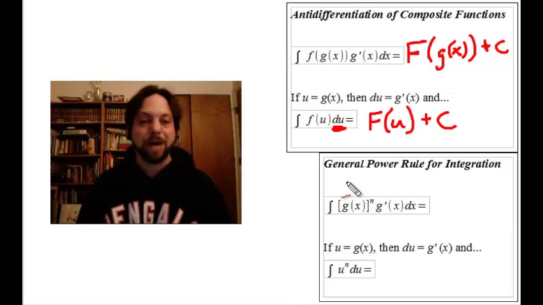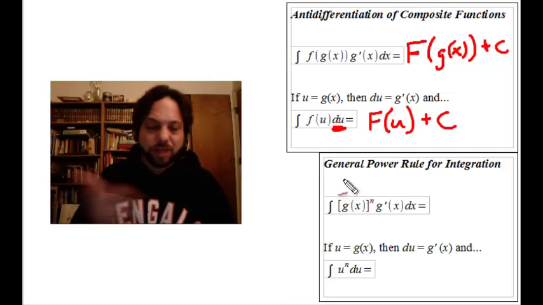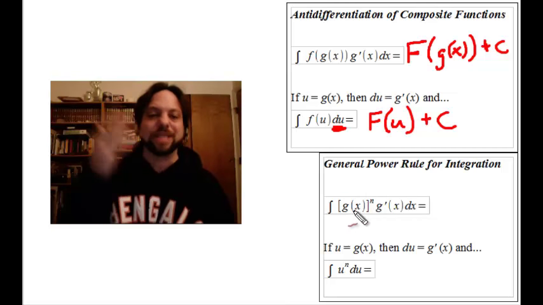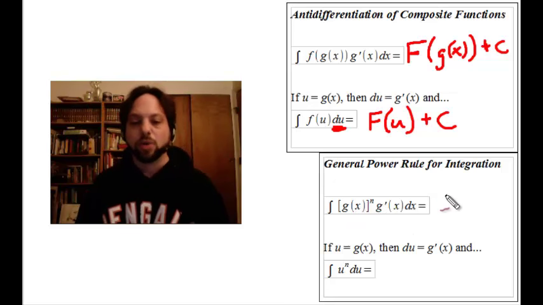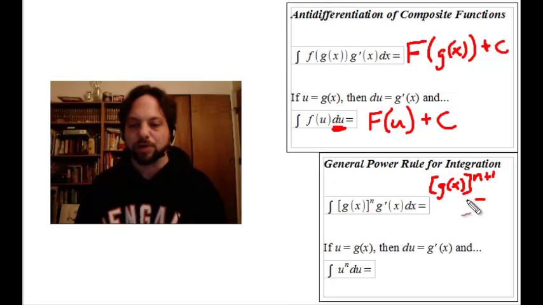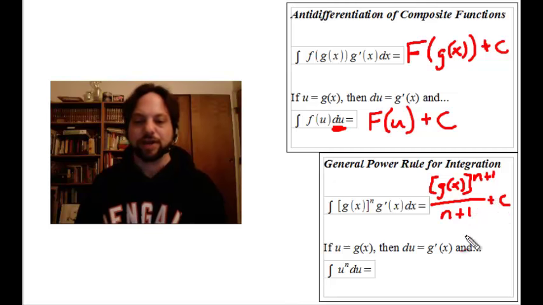So here's the general power rule. This is just if we have some function raised to some power multiplied by the derivative of that function. What are we going to end up with? Well, of course, it's just going to be that function, g of x, but it'll be raised to the n plus 1 power and divided by n plus 1. Again, don't forget your c.